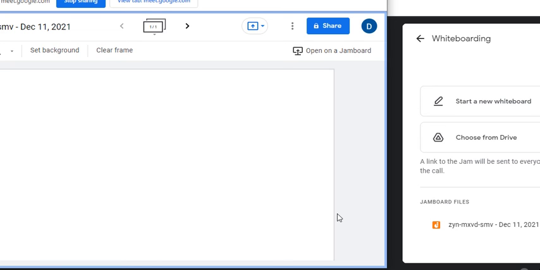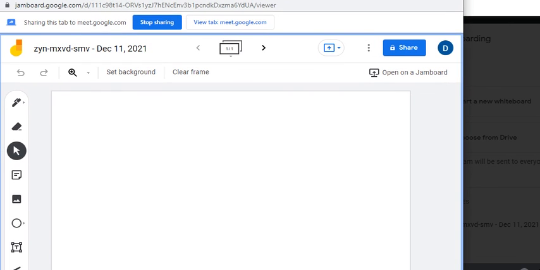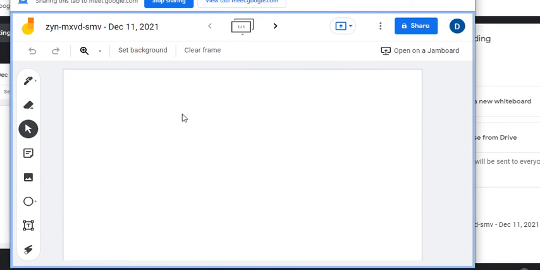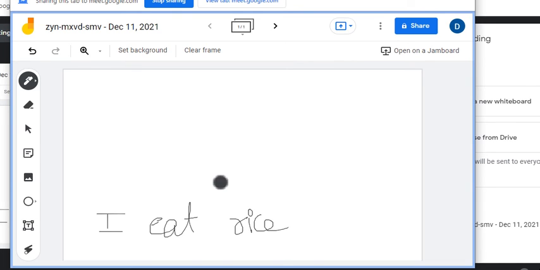Okay. Guys, can you see the Jamboard? Like a white space? Yes. Okay, sir. Cool. Okay, so the tree structure that I am talking about, I will use a very simple sentence. I eat rice. Okay, sorry for the bad handwriting, but this is the sentence that I want to use to show the verb group.